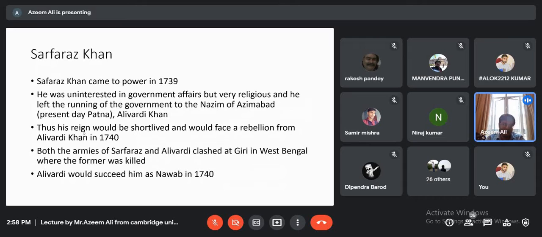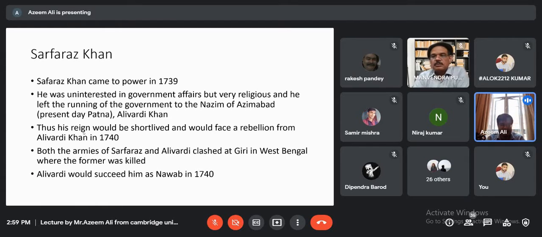Sarfaraz Khan came to power in 1739. He was uninterested in government affairs, but was very religious, and he left the running of the government to the Nazim of Azimabad, which is now Patna, Ali Fatih Khan. Thus his reign would be short-lived, and he faced a rebellion from Ali Fatih Khan in 1740. Both the armies of Sarfaraz and Ali Wadi clashed at Giri in West Bengal, where Sarfaraz was killed. Ali Fatih Khan succeeded him as Nawab in 1740.